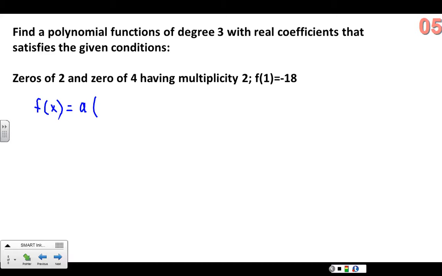A zero of 2 means x minus 2 will be a factor. A zero of 4 having multiplicity of 2 means you're going to have x minus 4, but it's going to be squared because you had a multiplicity of 2. That should be all I have there. Now, f of 1 equals negative 18. I'll come back and try to find the a part at the end. But let's multiply out and see what we've got so far.